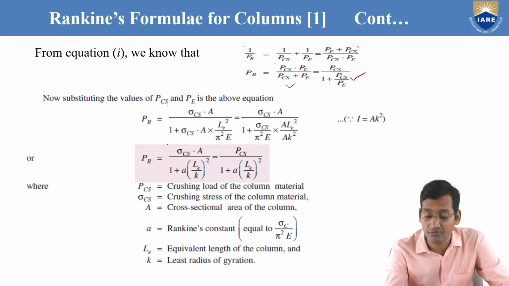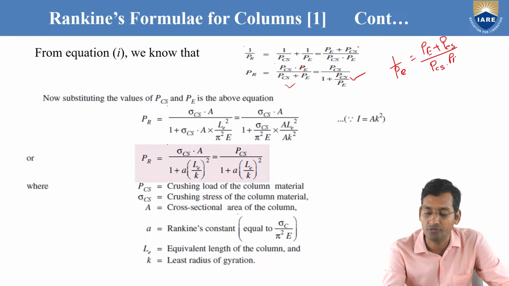Right. So what we have now, just see here. 1 by PR equals what? PE plus PCS by PCS into PE. Once you take the reciprocal, this will come to the numerator and this will be the denominator. So PR equals PCS into PE by PCS plus PE.